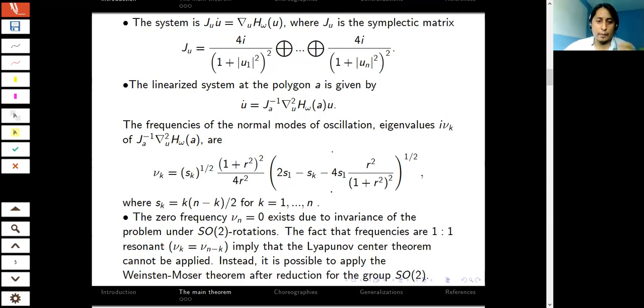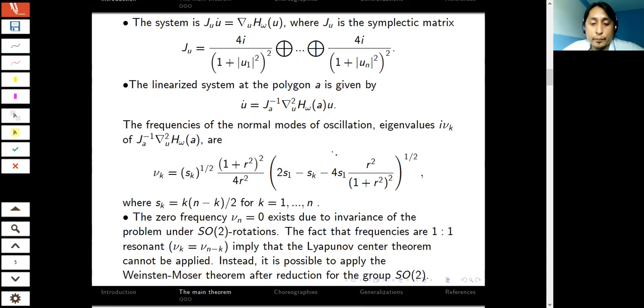Why do people study this? Well, because the linearized system is the best approximation that one can have at the equilibrium for the nonlinear system. And the first thing that one can ask is whether any of those periodic solutions for the linear system can persist for the nonlinear system. This is the content of the Lyapunov center theorem, the Weinstein-Moser theorem, and many other theorems. In order to apply those theorems, one needs to satisfy some conditions.